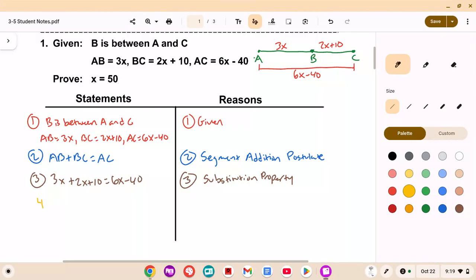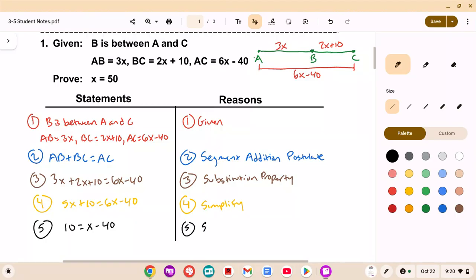Now we're going to do some algebra. So on the left-hand side, the 3x and the 2x, you can just say, well, I actually have 5x's over here. And when you put those things together, it's combining like terms. We'll use the word simplify for that. Alright, then I'm thinking I'm going to subtract the 5x on both sides. So that's going to leave me 10. 6x minus 5x is x. And then minus 40. And I'm thinking what I did there was subtraction property.